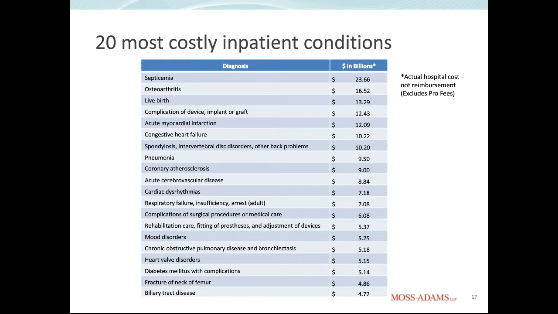So as we can see, septicemia has been quite a big topic for folks in the last couple of years, and we can see why. It is a big cost area for hospitals. Osteoarthritis in there, live birth, and then you can see kind of moving down the list. So it's interesting when you look at these costly conditions compared to where the utilization is in your facility, you can kind of see where some of the cost drivers are by service area.